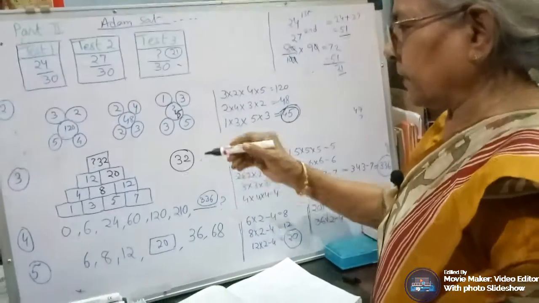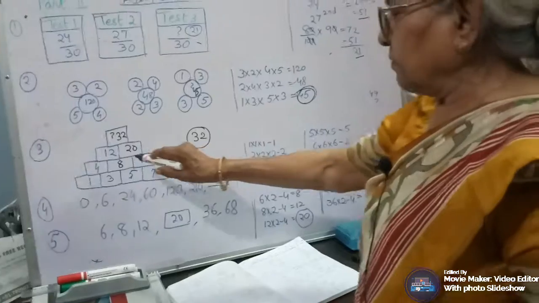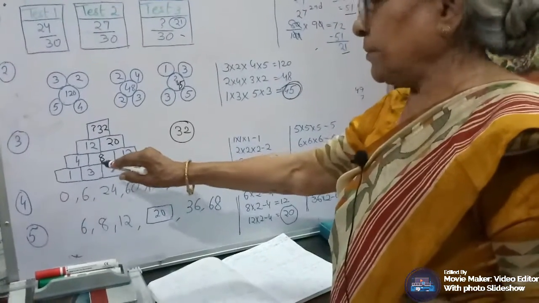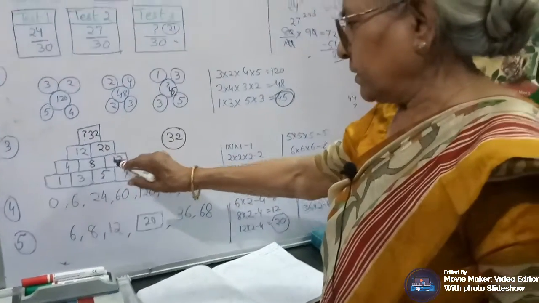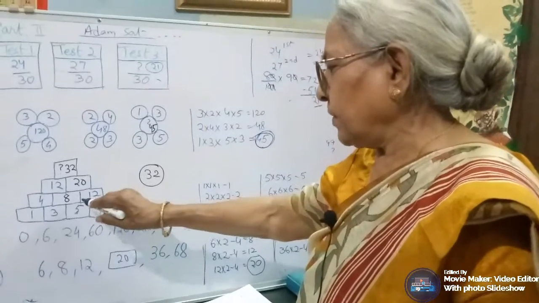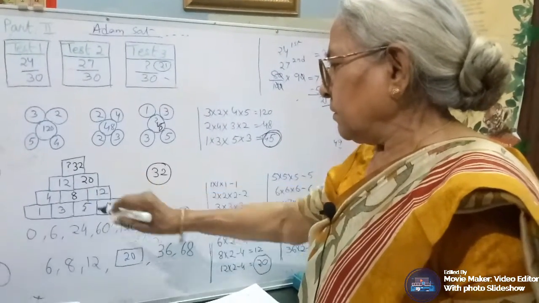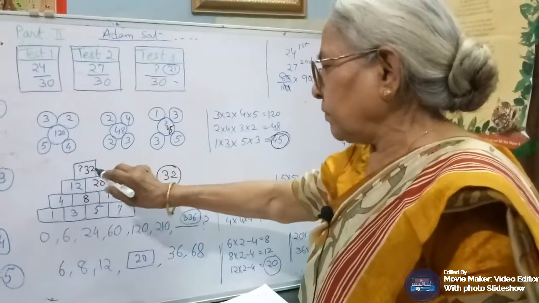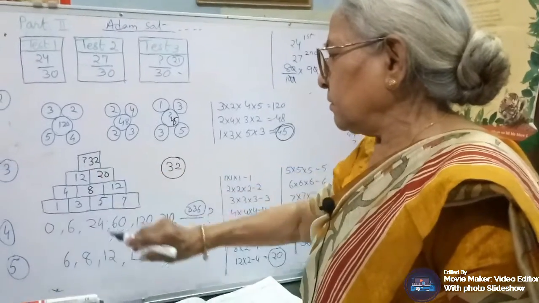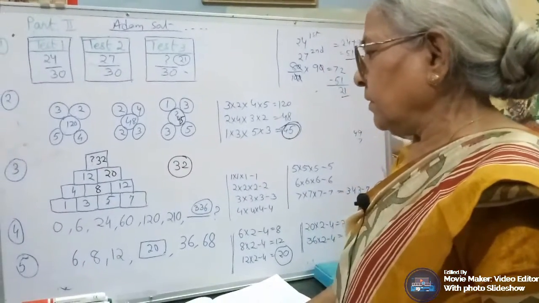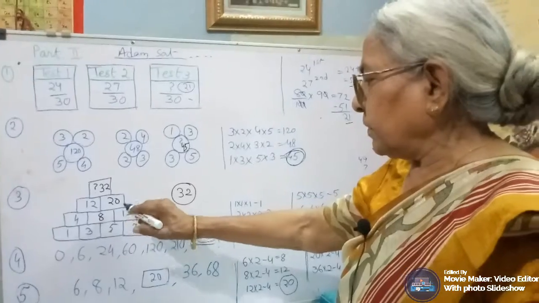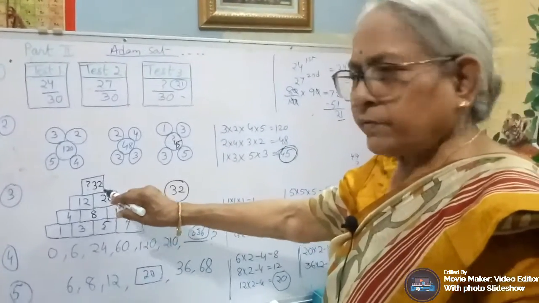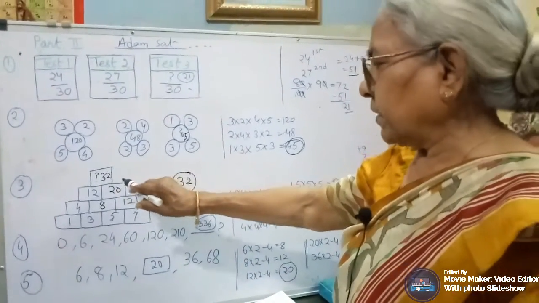Third, here are some blocks. Some numbers are here and somewhere there is no number. This is blank. And we have to find the question mark number. So we need not find this because when we find the other, it will automatically be filled.